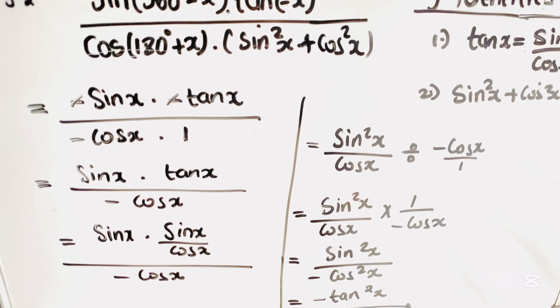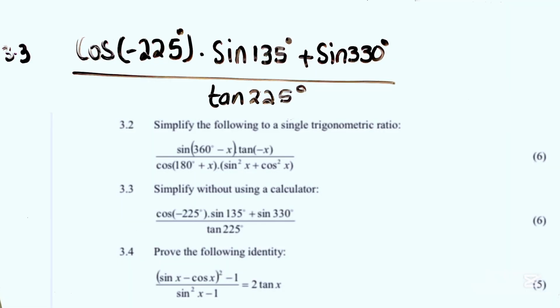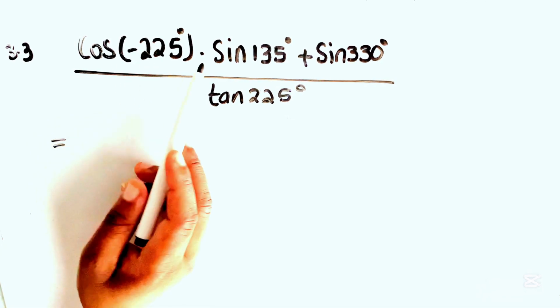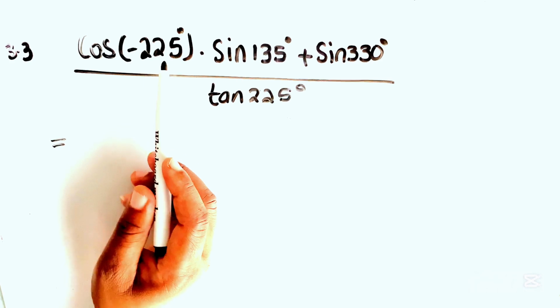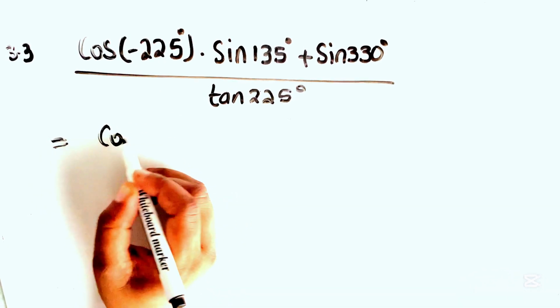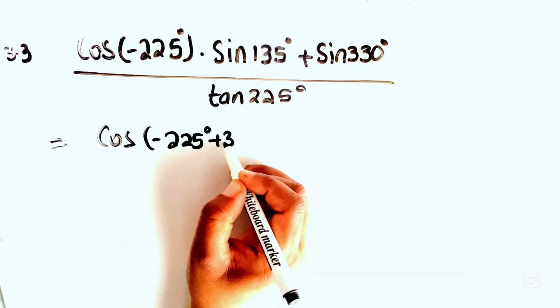So in short, always in this kind of question, you have to try by all possible means to apply the identities where it's applicable. Let's move to the second one. Simplify without using a calculator. We'll try by all possible means to apply the reduction formula. It's cos of negative 225. This is the smallest angle that we have. As said in the previous question, if you have the smallest value, in that smallest angle, you have to add 360.